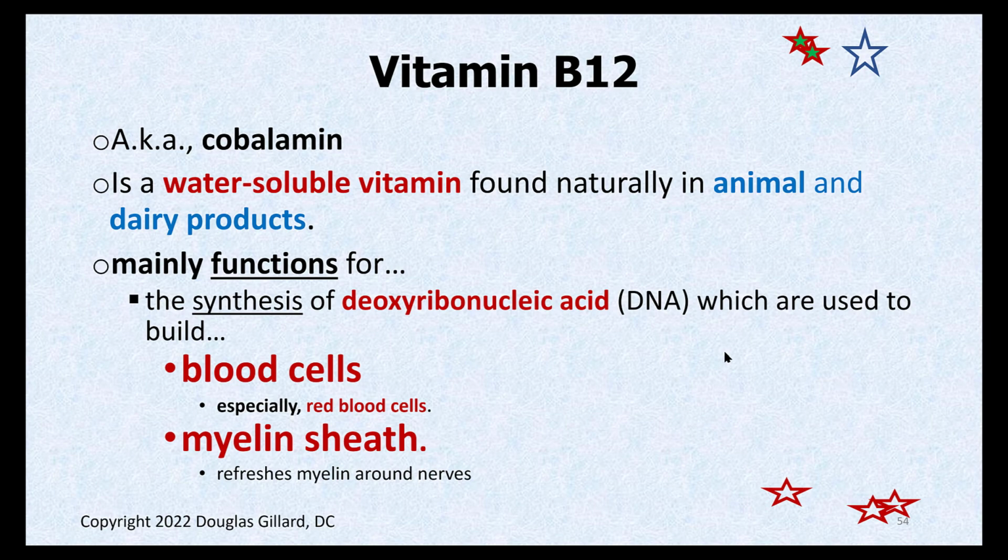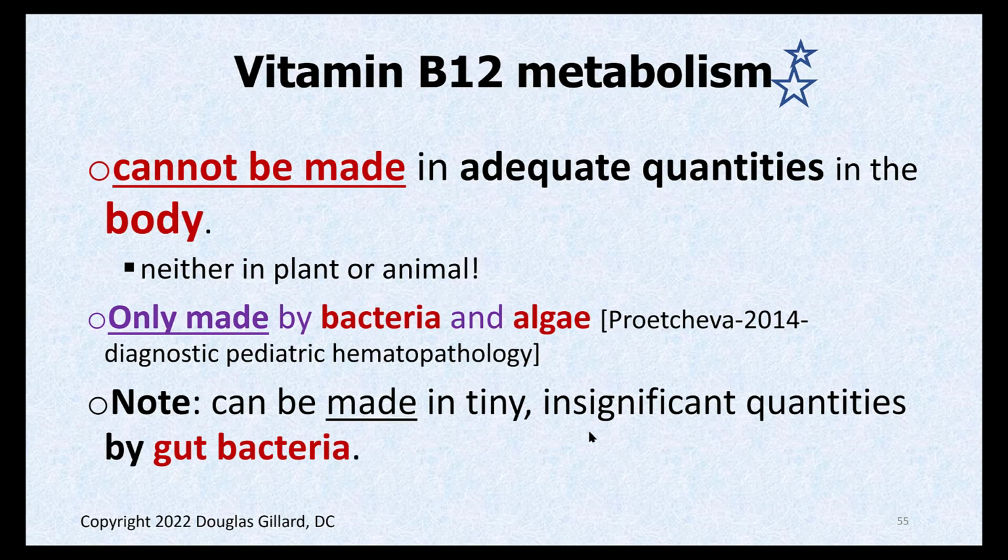And next lecture we'll talk about what happens if you don't have vitamin B12, but you can guess. You're not going to have normal red blood cells, and you're not going to be able to refresh the myelin around your sheath, so you're going to get pain, spontaneous action potentials in nerves, and all sorts of problems. Interesting or fun facts about vitamin B12.